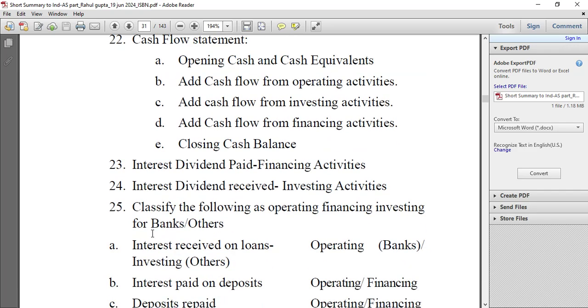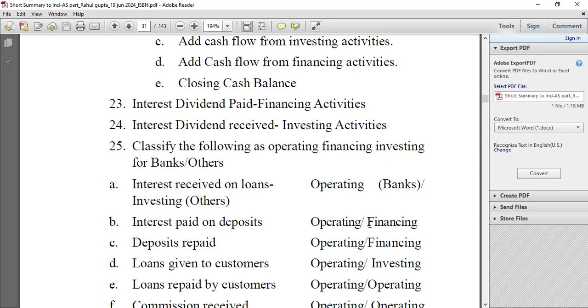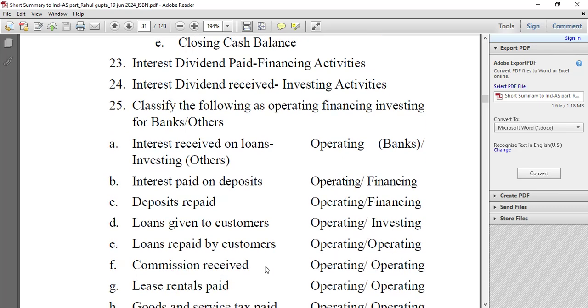Classify the following as operating, financing, investing for banks. Interest received on loans: for banks, it is an operating activity. For others, it is an investing activity. Interest paid on deposits: for banks, it is an operating activity. For others, it is a financing activity. Deposits repaid: for banks, it is an operating activity. For others, it is a financing activity.